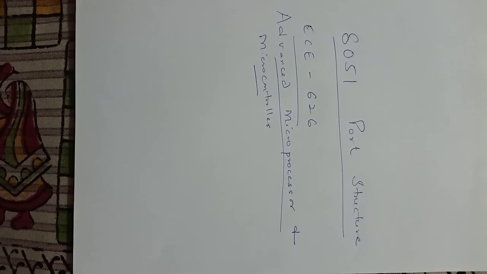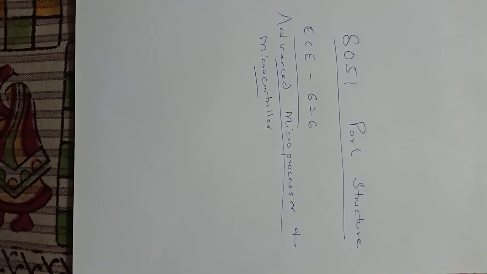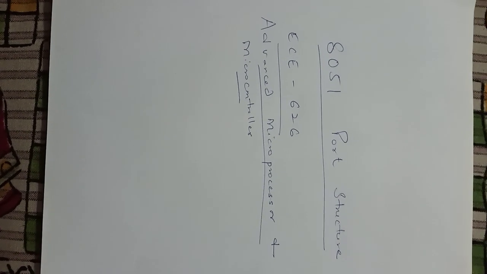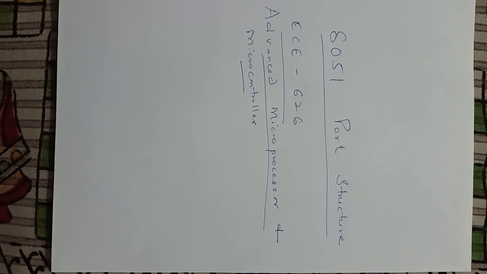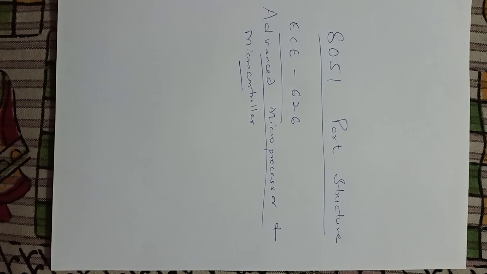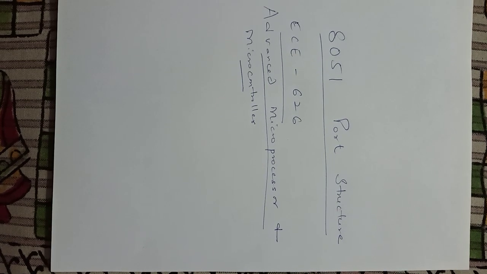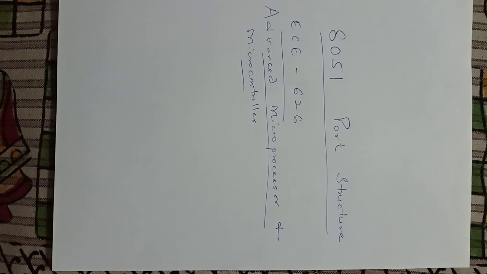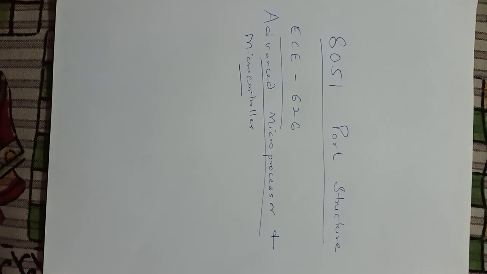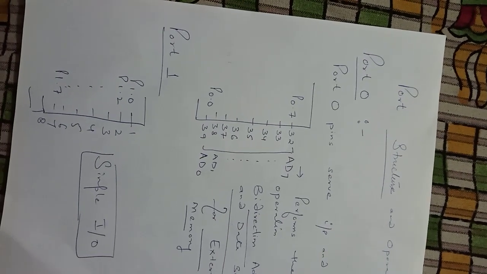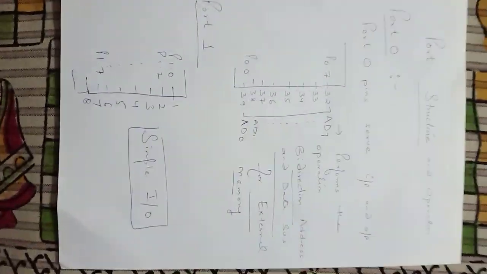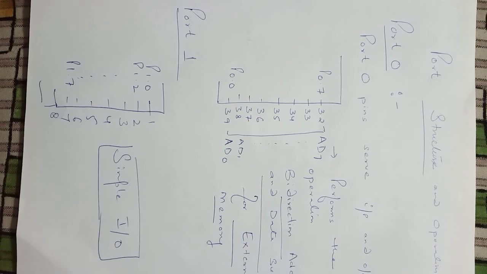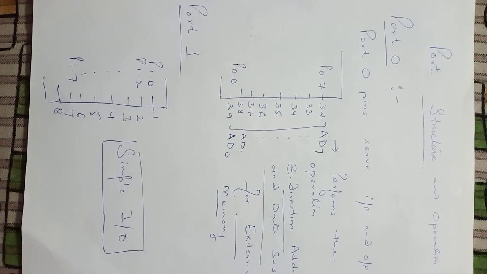As we have already discussed the pin diagram of 8051, in which we have concluded that there are basically four ports of 8051, that is port 0, port 1, port 2, and port 3. So we have to discuss all these ports in detail, their functionality and their port structure. When we talk about port 0, the pins are numbered from 32 to 39, that is port 0.0 to 0.7.